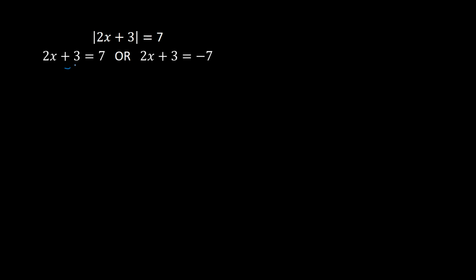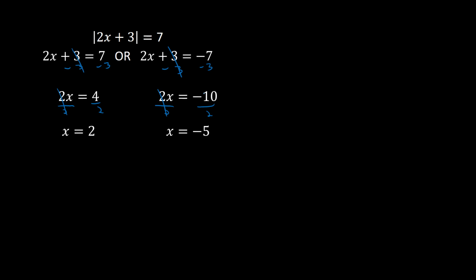So to solve, you just subtract 3 from both sides over here. You have 2x equals 7 minus 3 is 4. And then divide both sides by 2. You're going to get x equals 4 over 2, which is going to be 2. Same thing for the other equation. Subtract 3 from both sides. So you get 2x equals negative 7 minus 3, which is negative 10. And then divide both sides by 2. We're going to get x equals negative 10 over 2, which is negative 5. And then don't forget the OR in the middle.